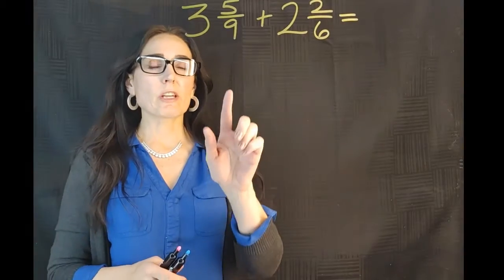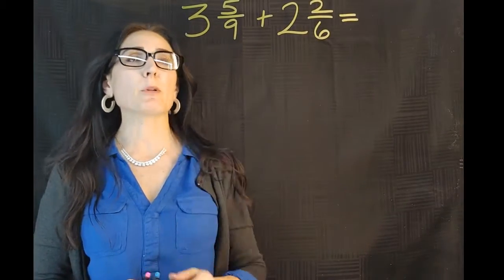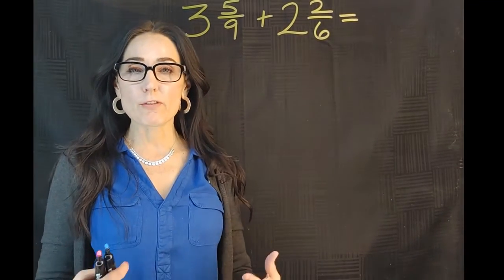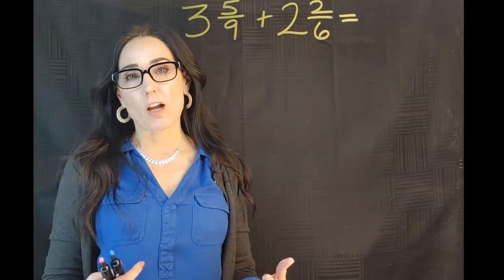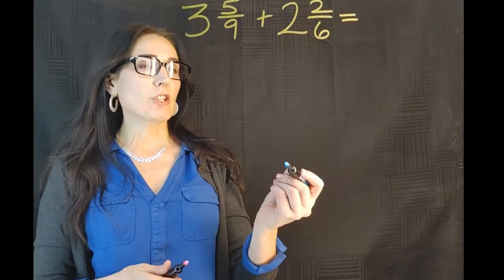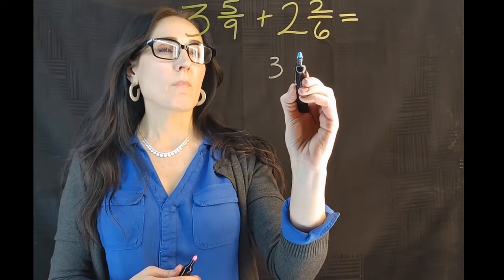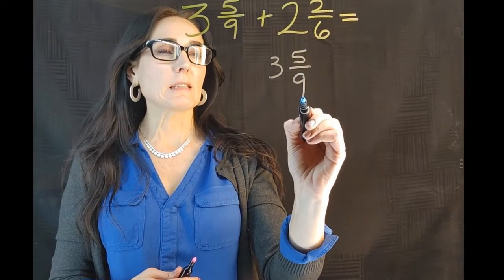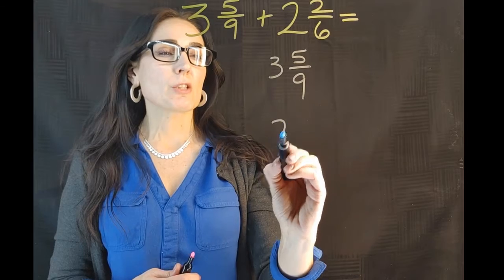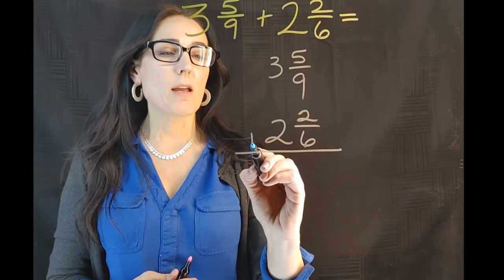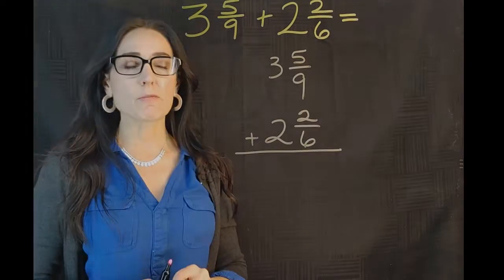So in this video, we're going to be taking this set of mixed numbers that do not have common denominators, and we're going to be finding equivalent fractions so we can add them with common denominators. So to start off, I like to rewrite mine vertically. So I would say that 3 5/9 plus 2 2/6. So I automatically will reset my problem vertically.